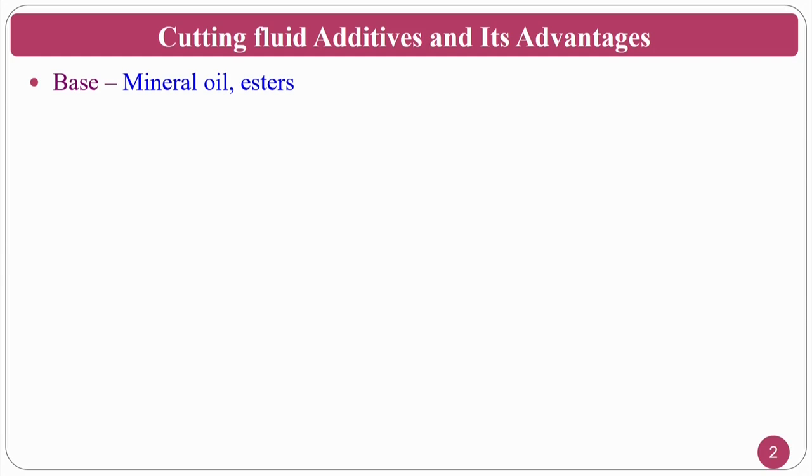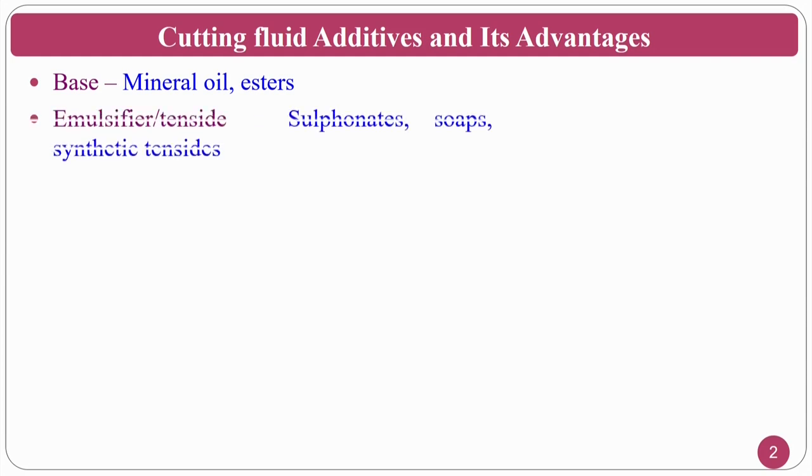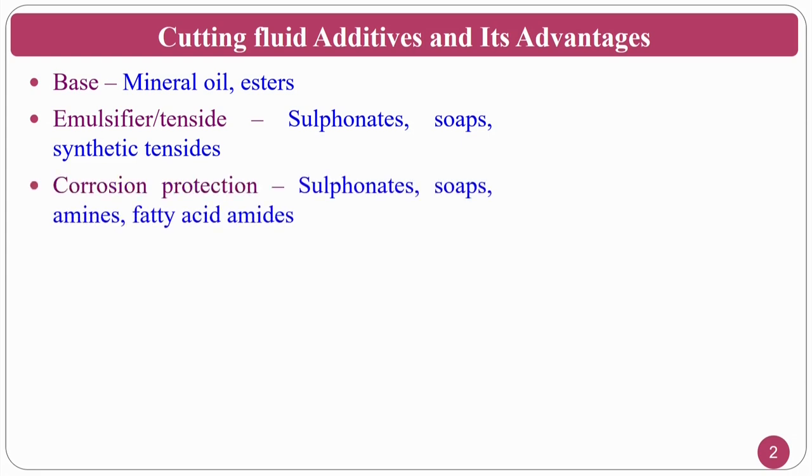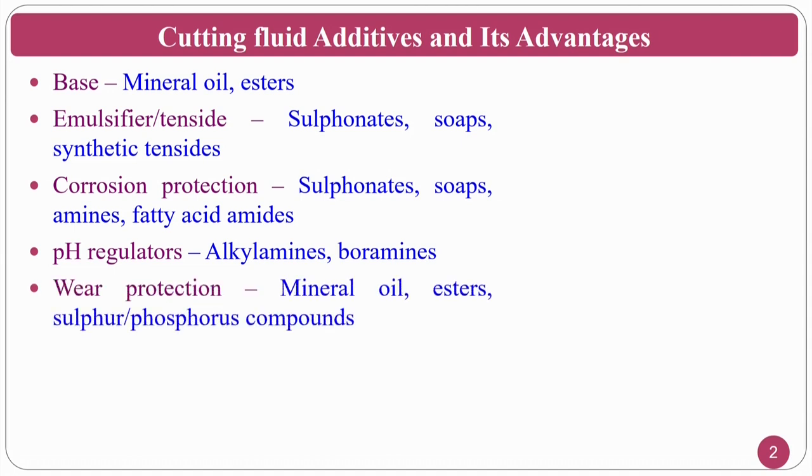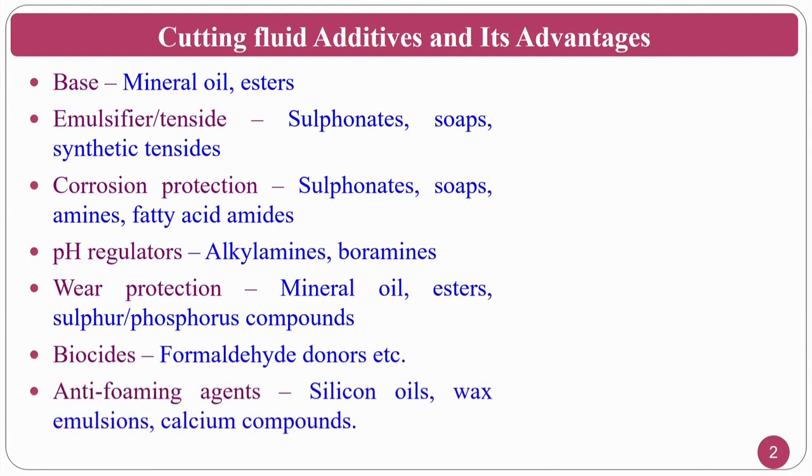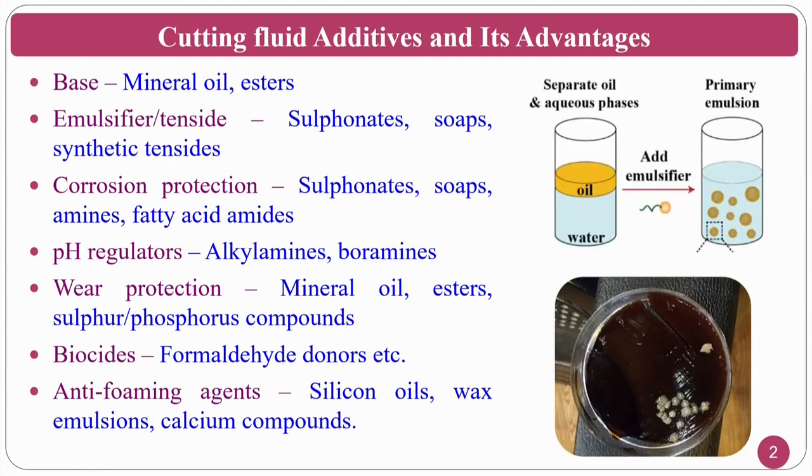Just you see, the base is a mineral oil or esters, and the emulsifiers, that is sulfonates and soaps, synthetic tensides, and corrosion protection, that is rust inhibitors, sulfonates, soaps, and things like pH regulators, alkalamines. Water protection, the mineral oils, esters, we have seen. Biocides, which are most important to prevent the growth of microbial organisms, and anti-foaming agents like hydrophobic silica, we have seen. So these are the advantages.